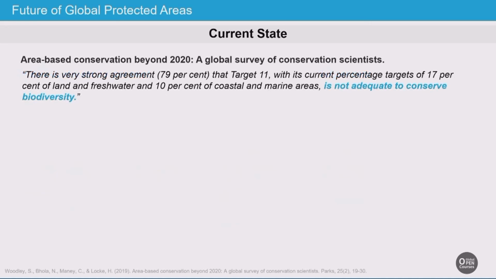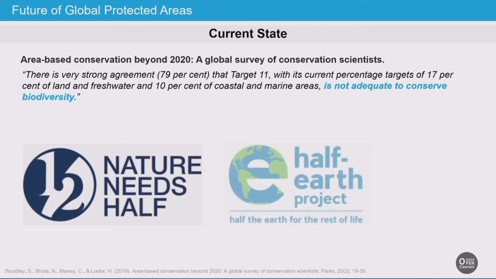There's a global survey of conservation scientists asking them how much should be protected. And there is a very strong agreement that 17% is not adequate to conserve biodiversity. And many NGOs, agencies, and scientists propose the idea of Nature Needs Half, or the Half Earth project, calling to protect at least 50% of the Earth. So that means more than half of the terrestrial area should be protected areas or OECMs. So that is a huge amount of land.